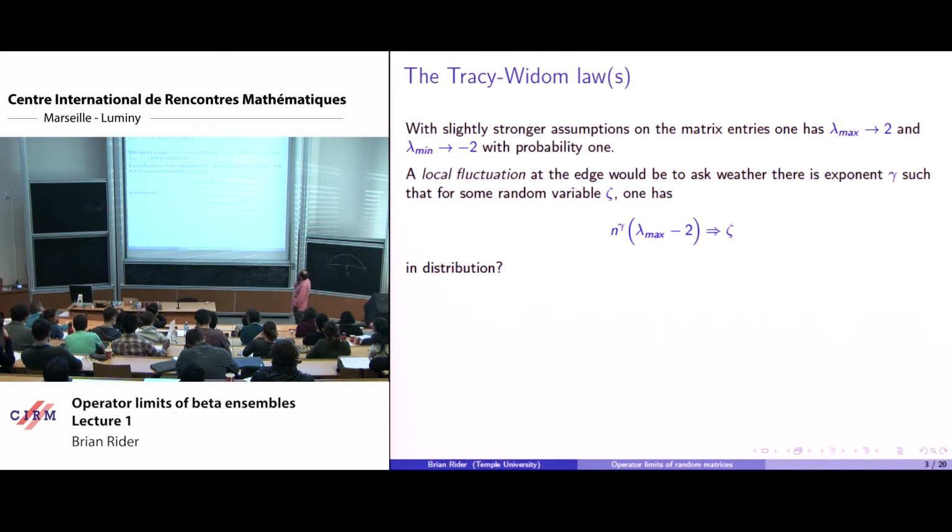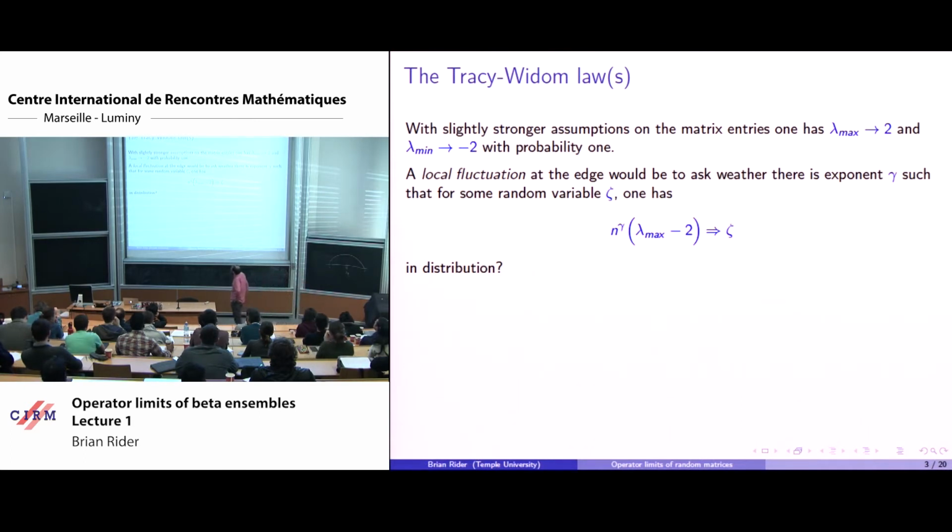You have to realize that just knowing the Wigner semicircle law doesn't tell you that the biggest little o of n eigenvalues don't wander off to infinity. But if you're willing to assume maybe a higher moment, like the fourth moment of your entries, it's in fact a theorem that lambda max converges to 2 and lambda min converges to -2. The spectrum really sticks to the edge, right?